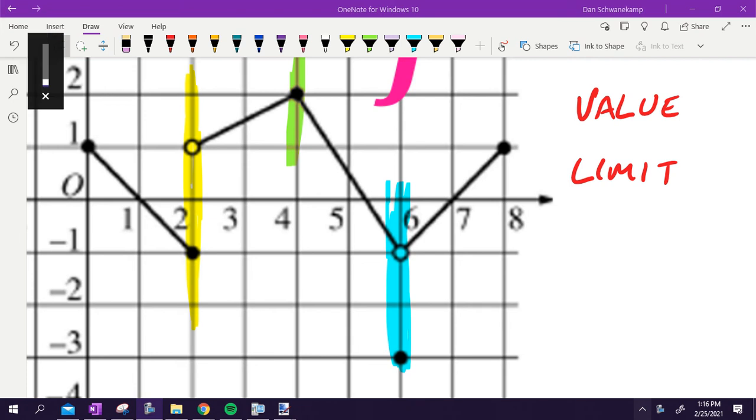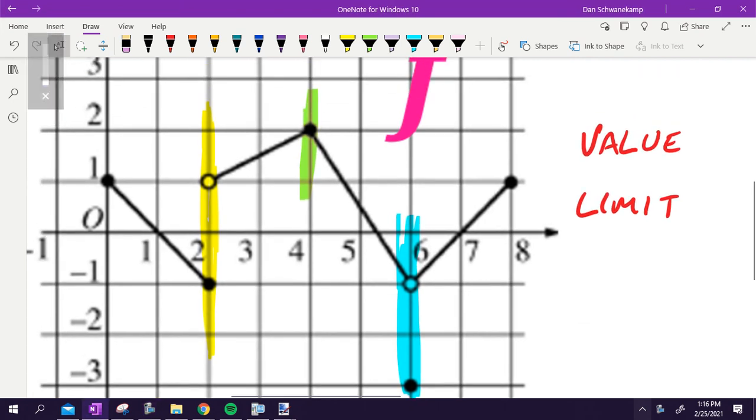All right, so we're talking through these three spots on this graph, the yellow, the green, and the blue, and we want to discuss the value and the limit at each of those spots. What kind of conclusions did you make? Alex? Okay, so here the limit is D and E, and the value is -2 or -1.